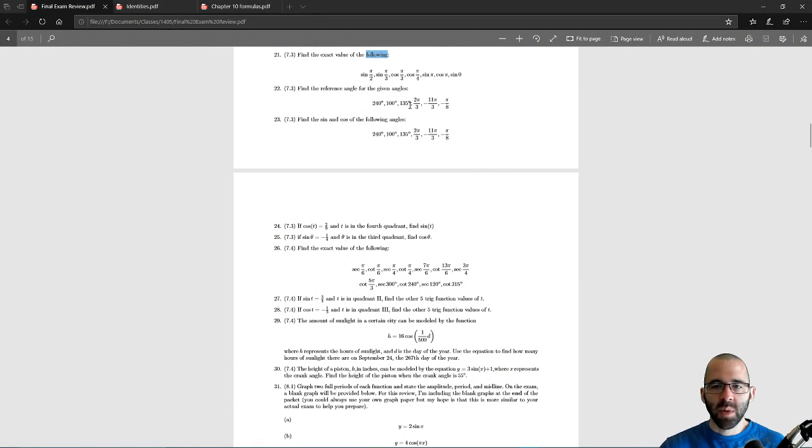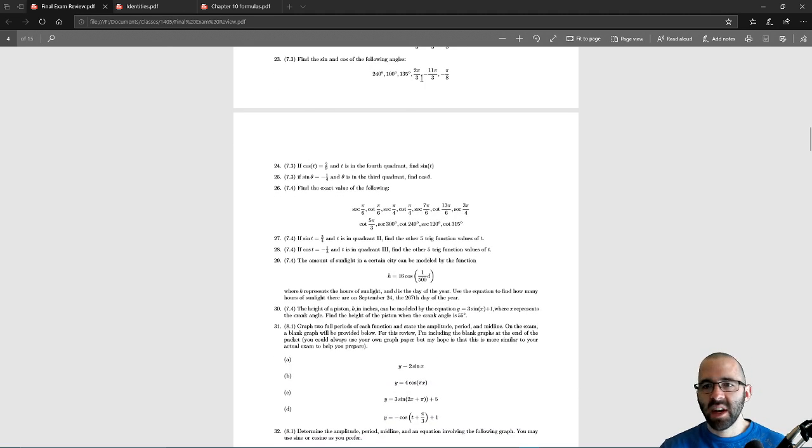Reference angle. I think people are good with reference angles right now. Watch out for radians, though. On your final, if you're asked to find a reference angle, it really might be helpful if you convert it to degrees. Radians can be tricky. But if you're confident, go ahead and do it in radians. Sine and cosine of these angles, you're good to go.